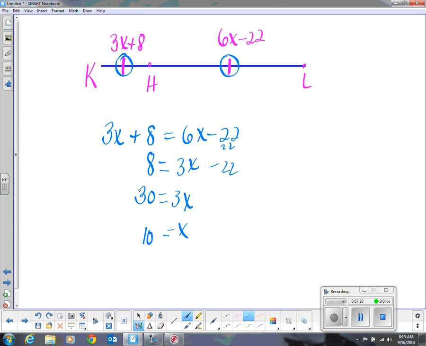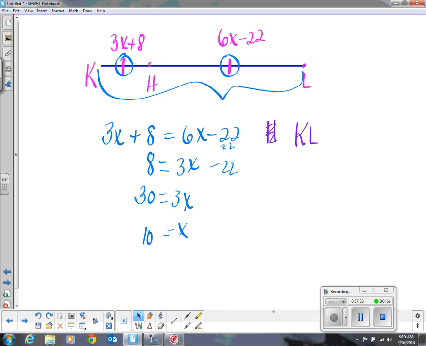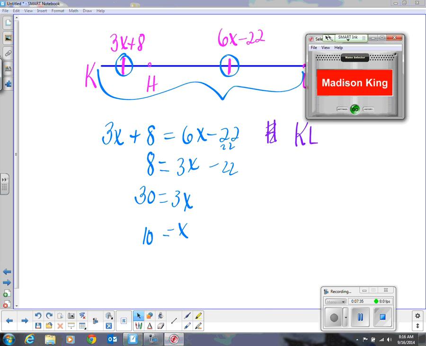Now that they want to know what is the length from K all the way over to L, I expect to still see work. So we want not H, we want KL. Now that I have x, how am I going to get the length from K to L? Miriam?